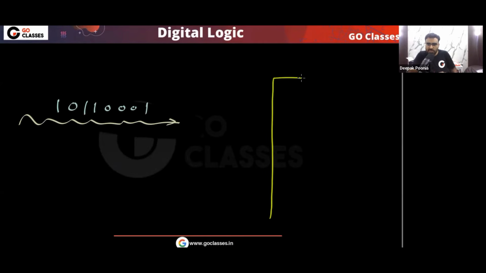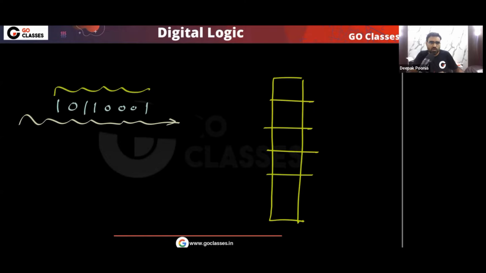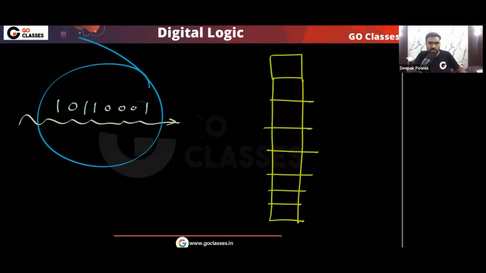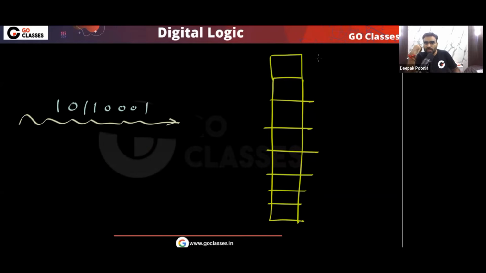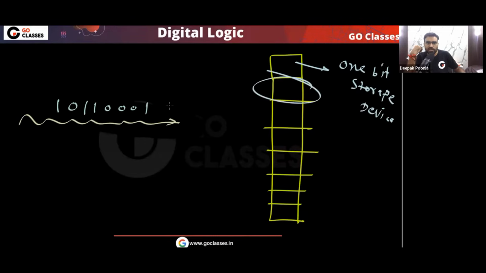In your computer there is a register here. What is a register? This is basically a storage device. So for example, here you have 8 bits, so let's assume you have an 8-bit register. You want to store the incoming bit stream in this register. Remember, each cell is a 1-bit storage device, so here you can store 1 bit, here 1 bit, here 1 bit, like that.